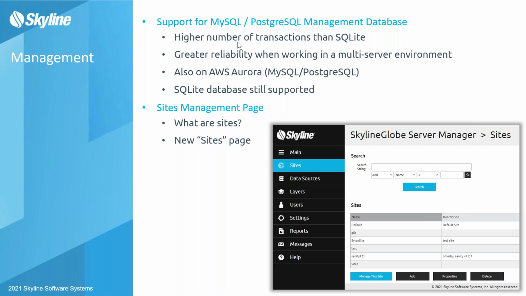These databases can also be managed databases, like an AWS Aurora, which is a shared MySQL or PostgreSQL database. So this is, again, how we host our services, Skyline Cloud. We have an AWS Aurora, and this is where we share the database, and this is how we can have multiple instances of Skyline Globe servers stream and share the data.